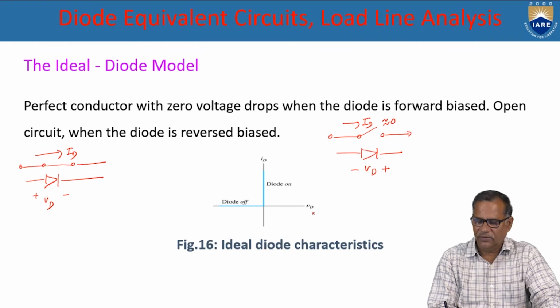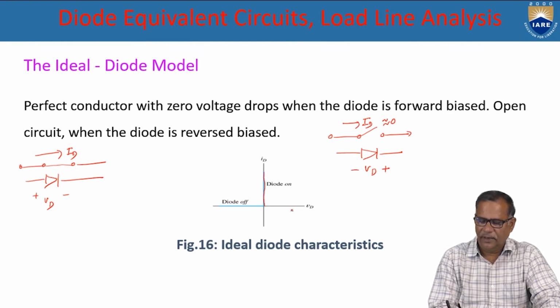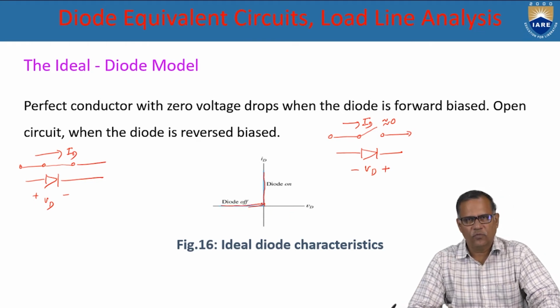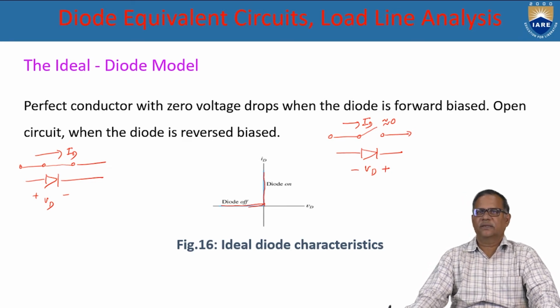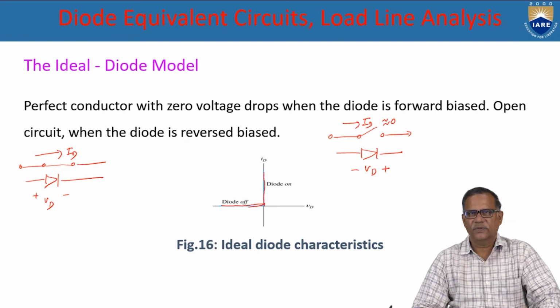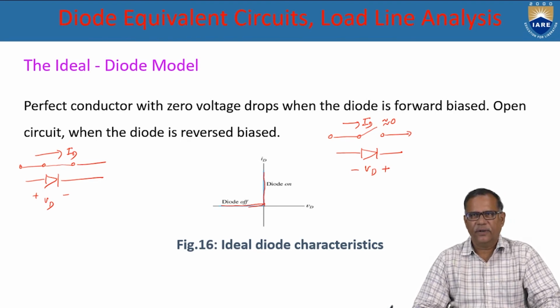For positive values of VD, we are going to have large amounts of current, and for negative values of VD, the diode is switched off, or the diode is in the off condition. So when the diode is forward biased, it's like a closed switch. When the diode is reverse biased, it is like an open switch. So this is the ideal diode characteristic.